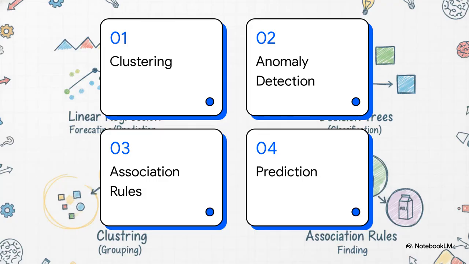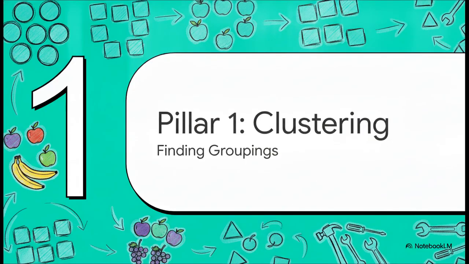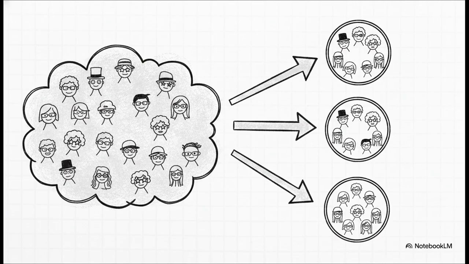To make sense of all this data, we're going to look at 4 pillars today: clustering, anomaly detection, association rules, and prediction. Let's look at how the intimidating jargon usually boils down to these 4 tasks. Starting with Pillar 1, clustering. Think about how we naturally categorize the world around us, right? By color, shape, or purpose. Well, algorithms do the exact same thing with raw data on a massive scale through clustering.